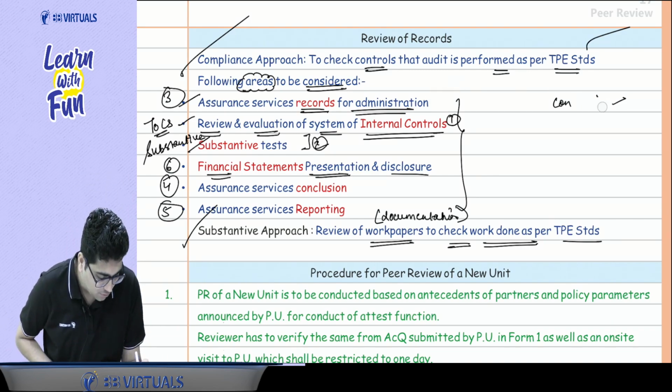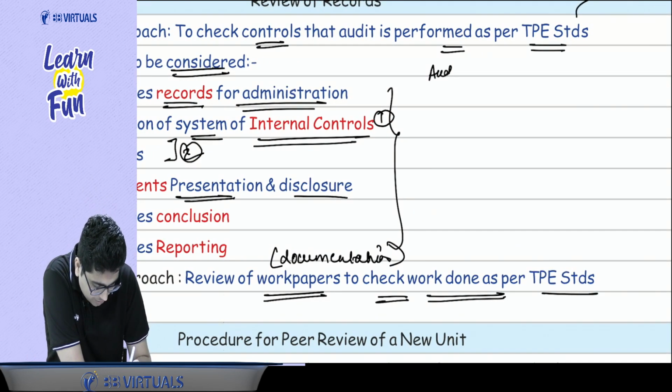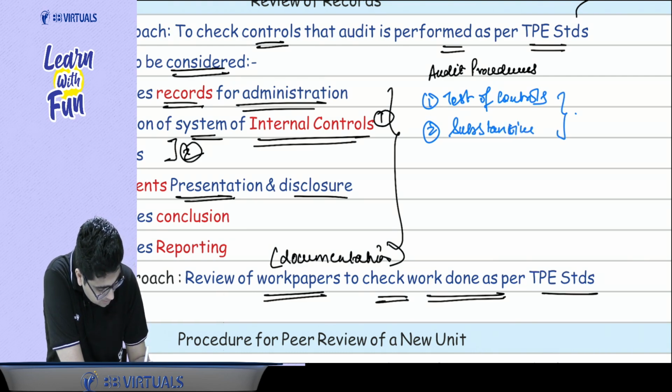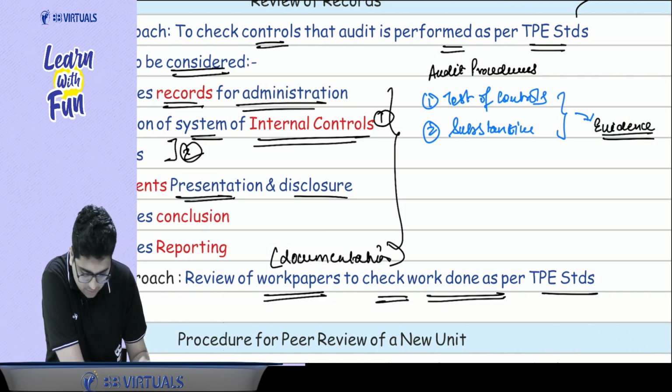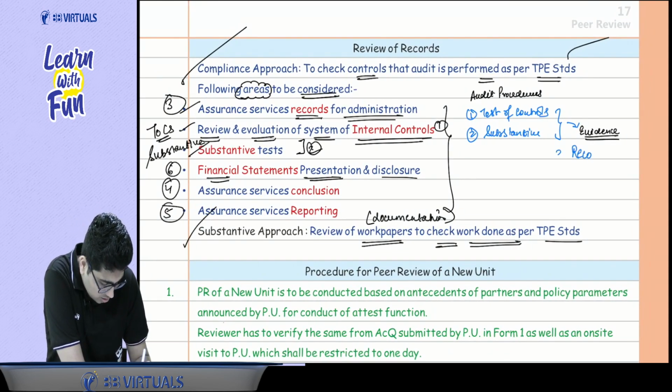Sir, please help us make a flowchart so that we can remember it the next time. First of all, what do you do? Sir, we do our audit procedures. What are the two types of audit procedures? Test of controls and substantive audit procedures. These audit procedures will give us evidence. But here the word is not written evidence. What is written? Assurance services records for administration. So you also write this part, records for administration.